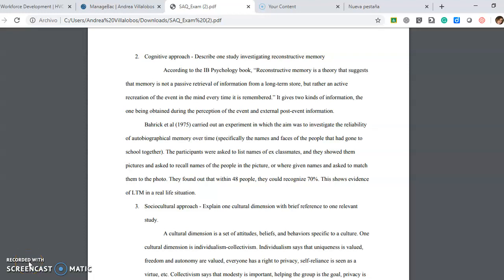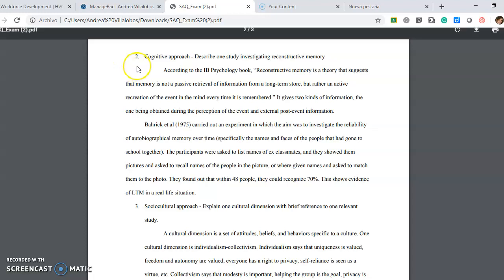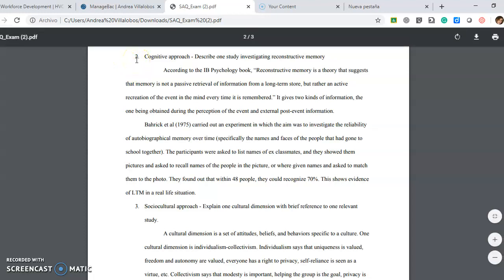Hi, today we're gonna go over the second question you had for the SAQs you took on Monday. The question said, describe one study investigating reconstructive memory. When you have the word describe, you need to provide a detailed account. That's the command term here, describe. One study investigating reconstructive memory.